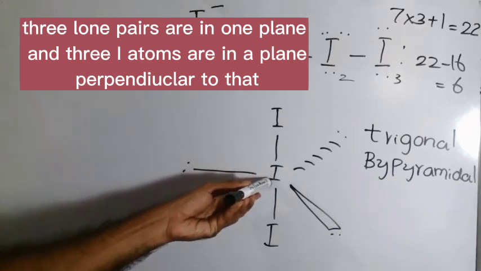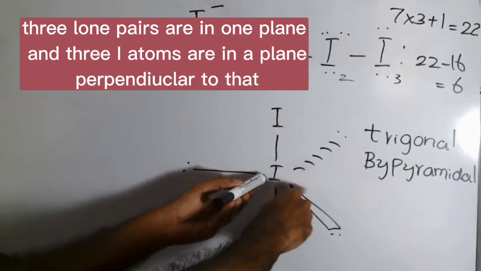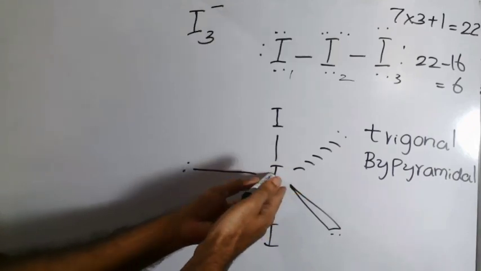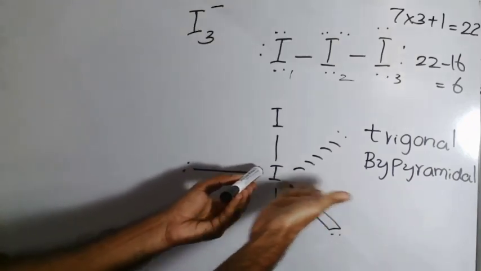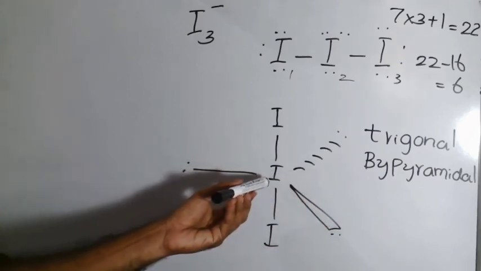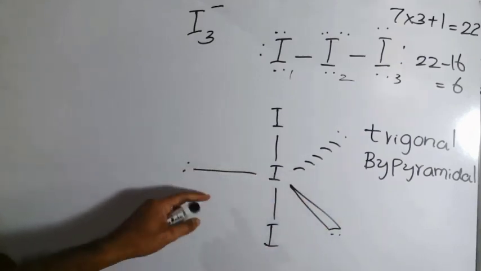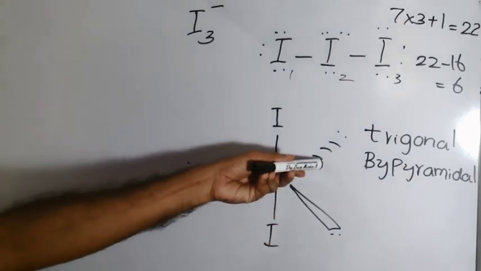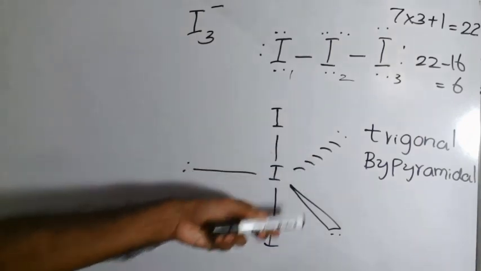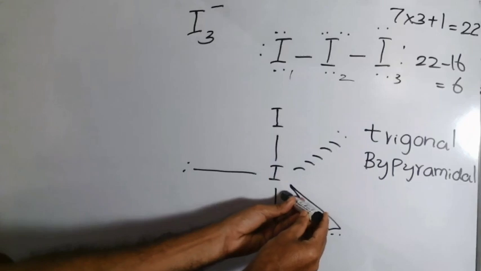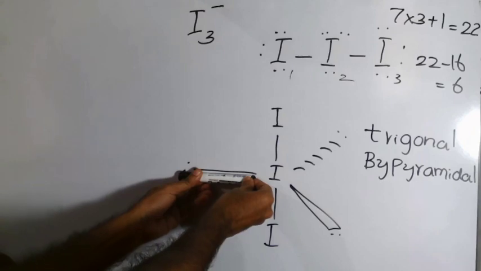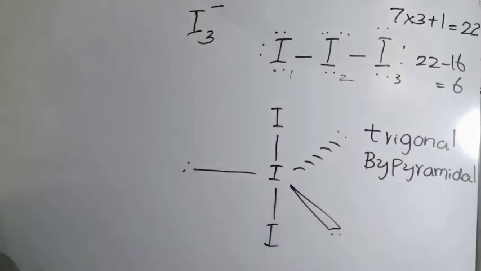So it looks a little different from these 3 showings, but they are actually in the plane perpendicular to the whiteboard. So these are the three lone pairs, 1, 2, 3. This one goes into the plane of the whiteboard, this one comes out from the plane of the whiteboard, and this one is on the plane of the whiteboard. So this is called trigonal bipyramid.